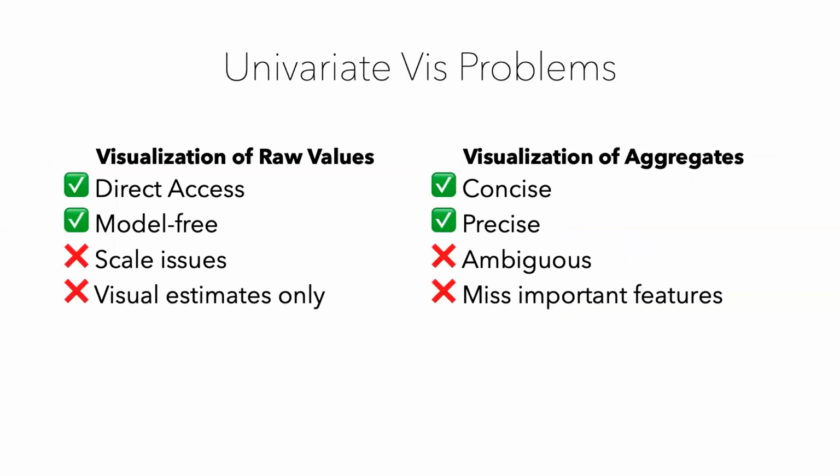So that creates these kind of two classes of problems, right? So if you visualize the aggregate data like we did in the box plot, sure, it's concise, it's very precise, but there's this ambiguity in this fact you might be missing something. Whereas if you visualize the raw values, now we have scale issues. We have a bunch of individual points we need to visualize. And we also have to create only these visual estimates of these statistics of interest, right? I can't directly see the mean and median from the raw values. I have to reconstruct it visually. And maybe that works and maybe that doesn't.